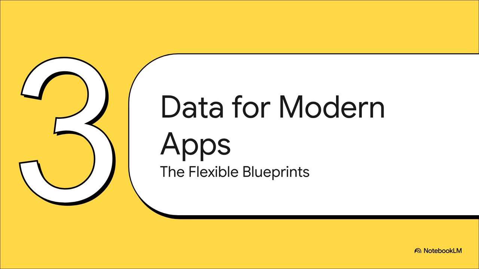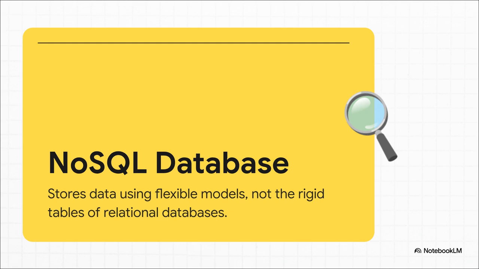But what about modern apps? The kind of stuff we're building today for phones and the web. They often need something a bit looser, more flexible. And that brings us to our third category. And this is the world of NoSQL. So if SQL databases are those rigid spreadsheets where every single row has to have the exact same columns, NoSQL is more like a folder full of flexible documents. One document might have a name and an email, but the next one might have a name, an email, and a phone number. It doesn't care.